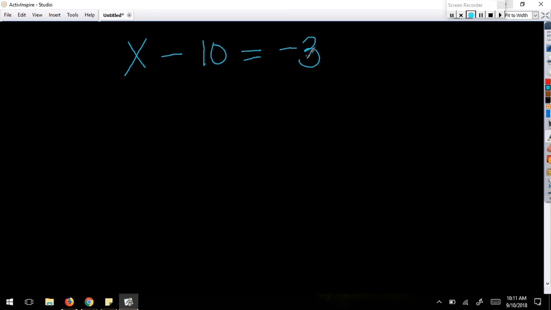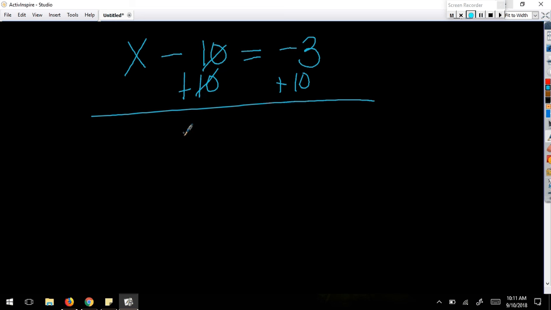What is keeping x from being by itself? Minus 10. What's the opposite of subtracting 10? Adding 10, right? So I'm going to add 10 here to get it to go away. But again, it's an equation. I got to keep it balanced. So I need to add 10 over here also. Left side, the 10s cancel, yes? How about the right side? That's 7. Good job.